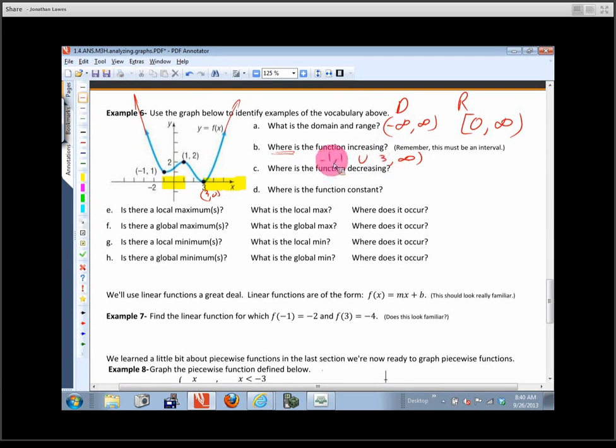Round or square here? It doesn't matter. Most people prefer to put round. If you want to put square, that's fine. We could get in an argument about that. It doesn't matter.